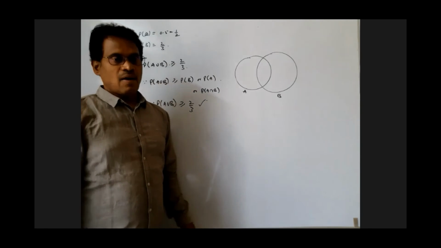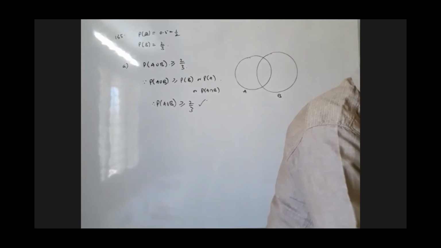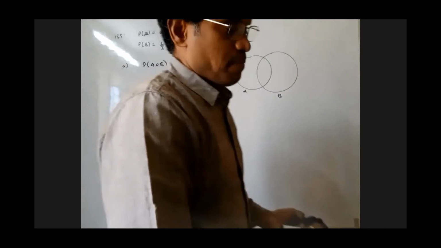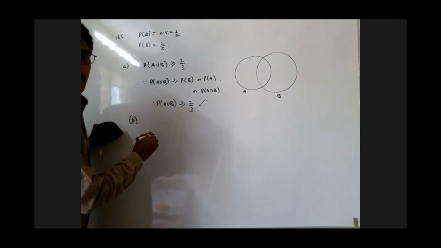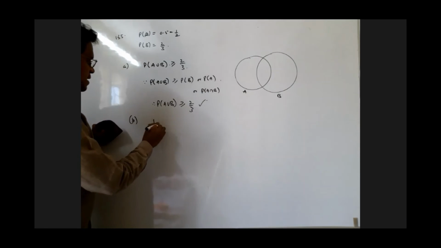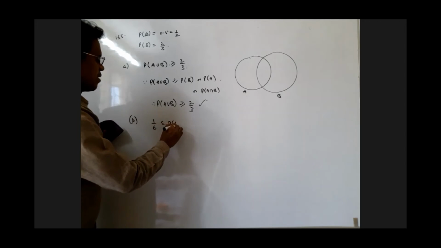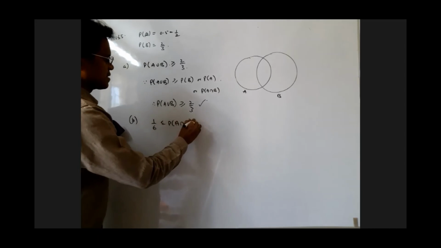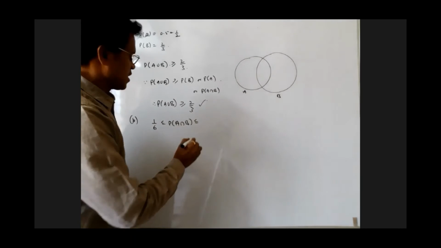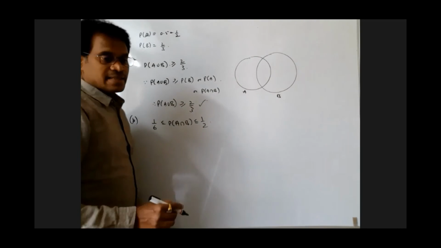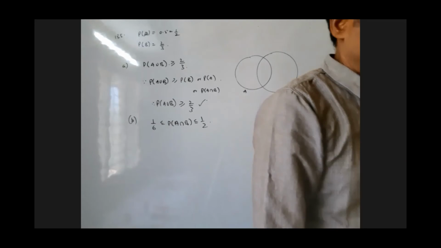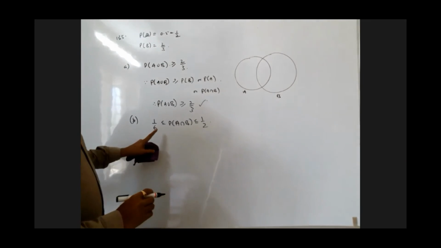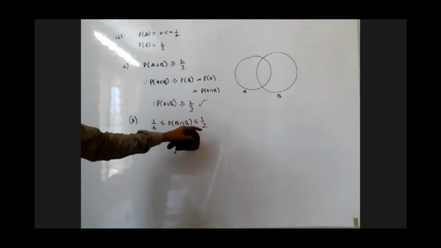Yes, my dear. Now coming to the second option, my dears. What is the second option given? Yes, my dear. B option is this. They are asking whether 1/6 is less than or equal to probability of A intersection B, which is less than or equal to 1/2. They are asking us to check this one, my dears. Probability of A intersection B will lie between 1/6 and 1/2.